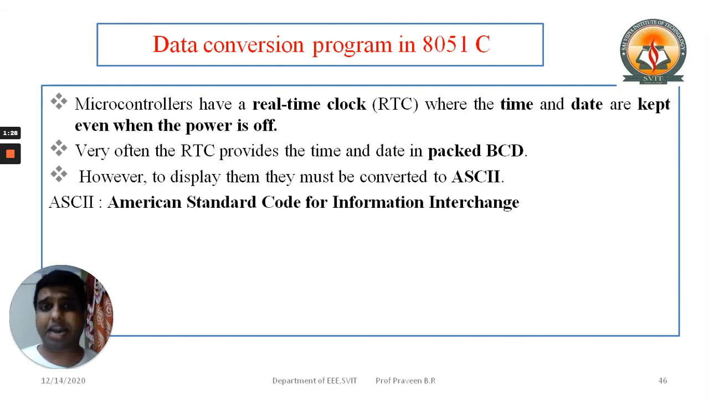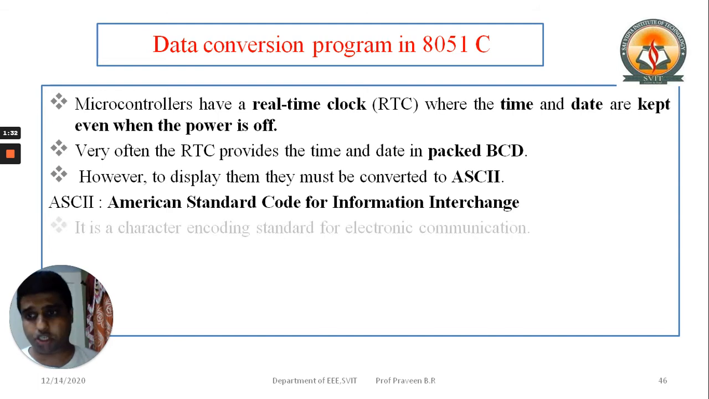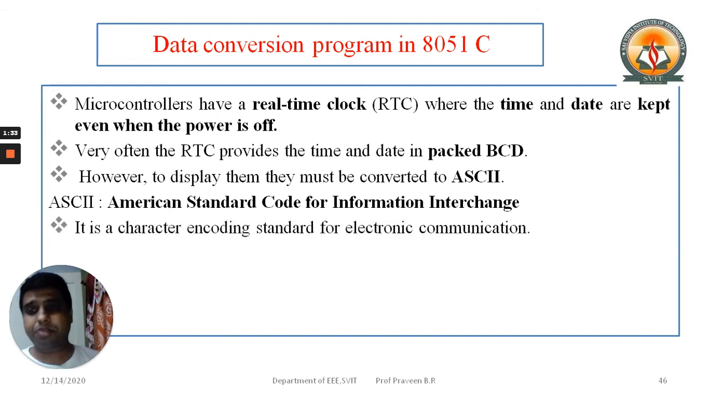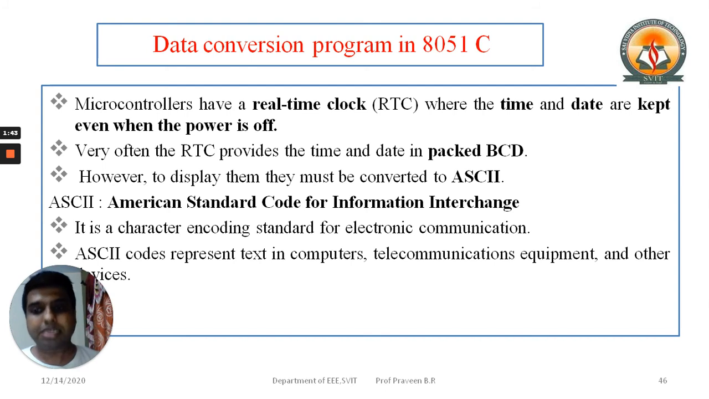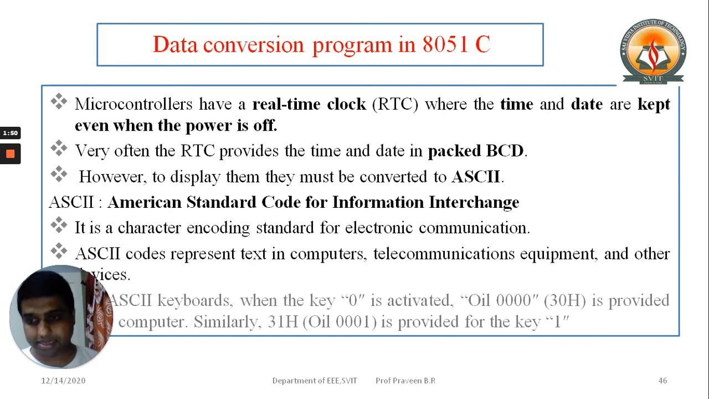The full form of ASCII is American Standard Code for Information Interchange. An ASCII is defined as a character encoding standard used for electronic communication. ASCII code always represents text in computers, telecommunication equipment, and other devices.